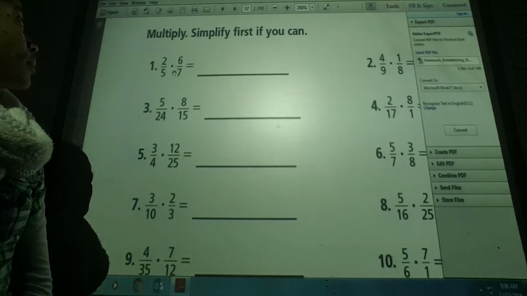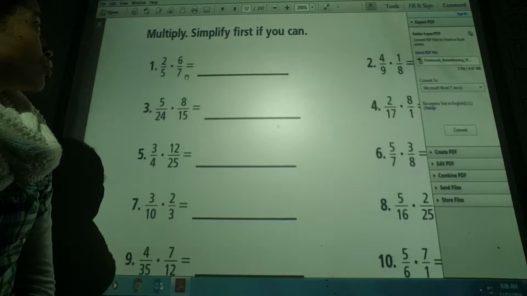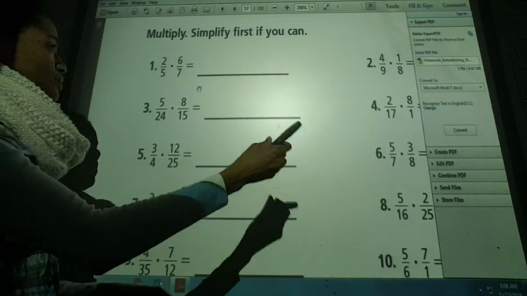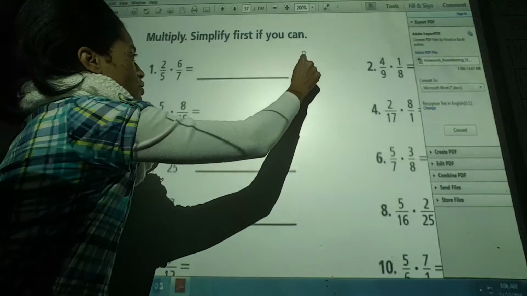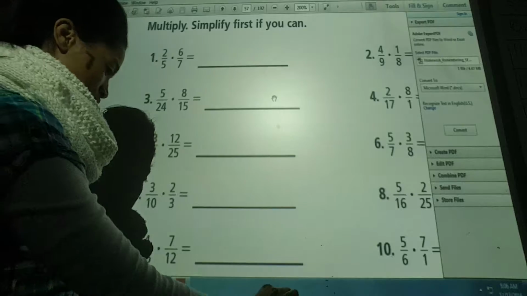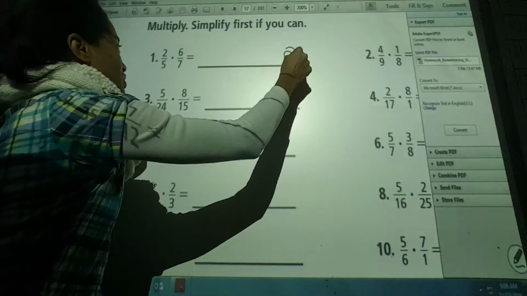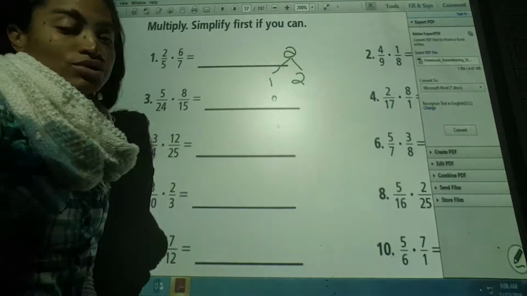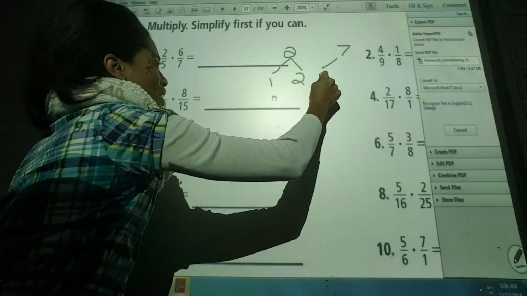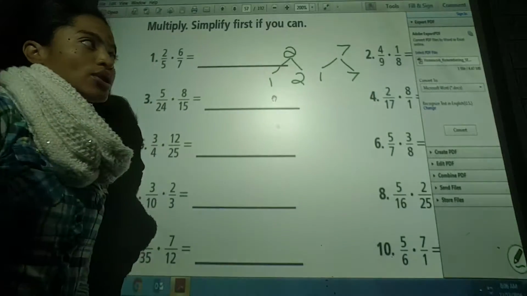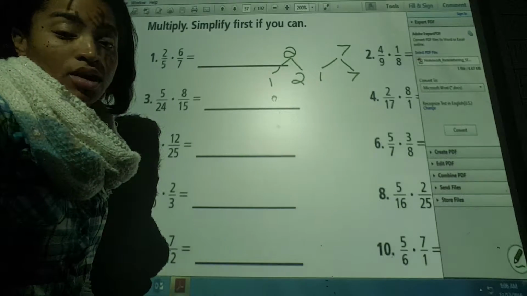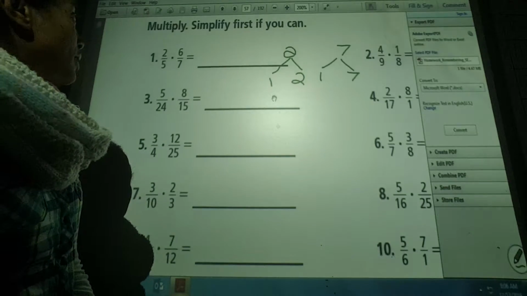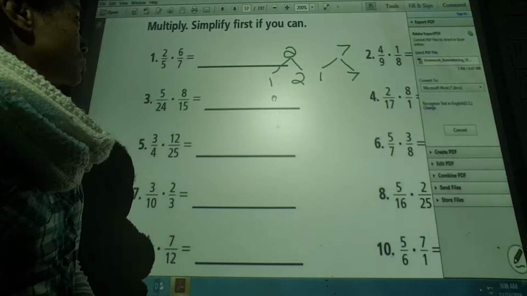In this case, there is no greatest common factor between 2 and 7. Let me break this down so you can see what I'm saying. Factors of 2, we have 1 and 2. 1 times 2 gives you 2. Factors of 7, we have 1 and 7. So they do not have a common factor other than 1 that we need to divide both of them by. In that case, we cannot cross divide those two to simplify.